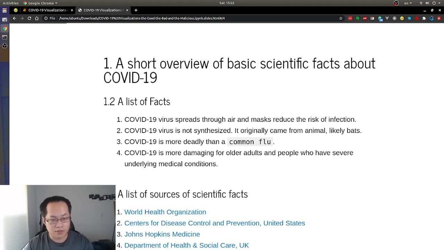The COVID-19 virus is not synthesized. It originally came from an animal, likely bats. COVID-19 is more deadly than a common flu. COVID-19 is also more damaging for older adults and people who have severe underlying medical conditions. So for people my age, the death rate is probably about 1 in 1,000. But for people who are older, who have diabetes or heart disease, it's much more deadly for them.